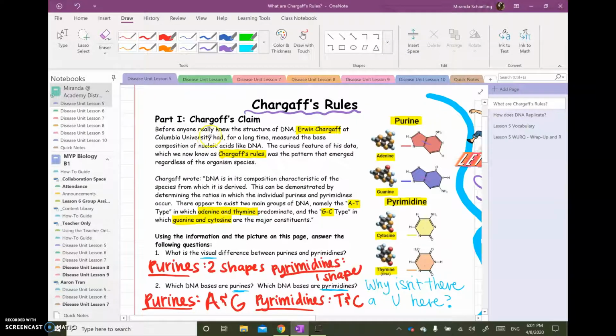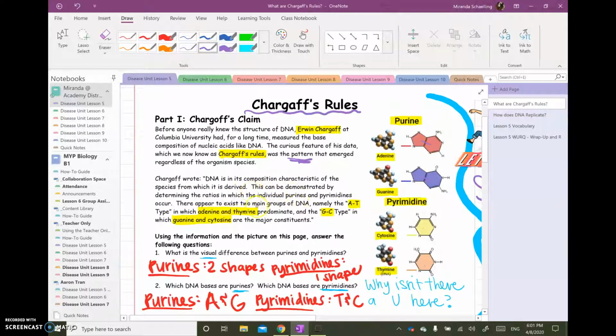So before anybody really knew the structure of DNA, Erwin Chargaff at Columbia University had for a long time measured the base composition of nucleic acids like DNA. The curious feature of his data, which we now know as Chargaff's rules, was the pattern that emerged regardless of the organism species. Chargaff wrote, DNA is in its composition characteristic of the species from which it is derived.